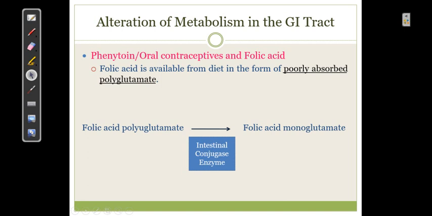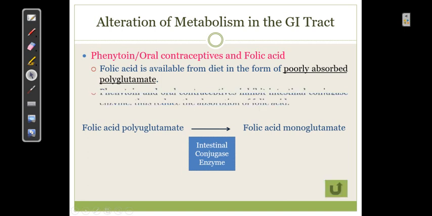And drugs like phenytoin and oral contraceptives inhibit this intestinal conjugase enzyme, and by that virtue they reduce the absorption of folic acid, right.